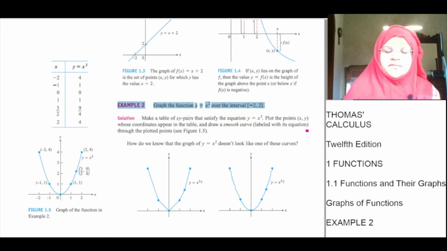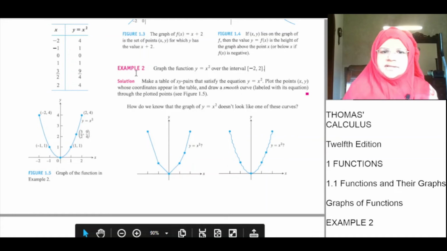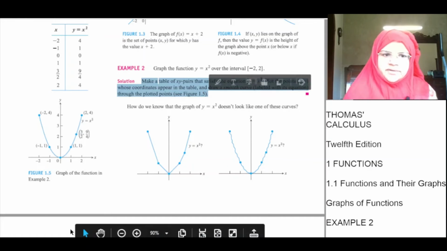Example 2. Graph the function y = x² over the interval -2 to 2. Solution. Make a table of (x, y) pairs that satisfy the equation y = x². Plot the points (x, y) whose coordinates appear in the table and draw a smooth curve, labeled with its equation, through the plotted points. See figure 1.5.